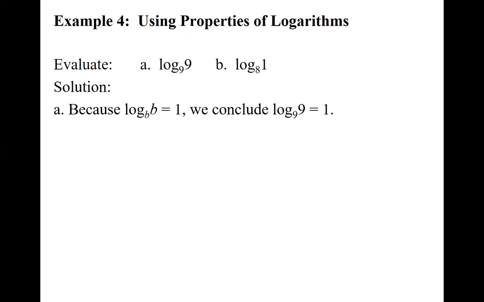And log base 8 of 1, 8 to what power is 1? Anything to the 0 power is 1. So 8 to the 0 power is 1. Log base 8 of 1 is 0. Again, we didn't need to memorize log base b of 1 is 0. We just needed to know that 8 to the 0 power is 1. We just needed to know that that's what the log form means.